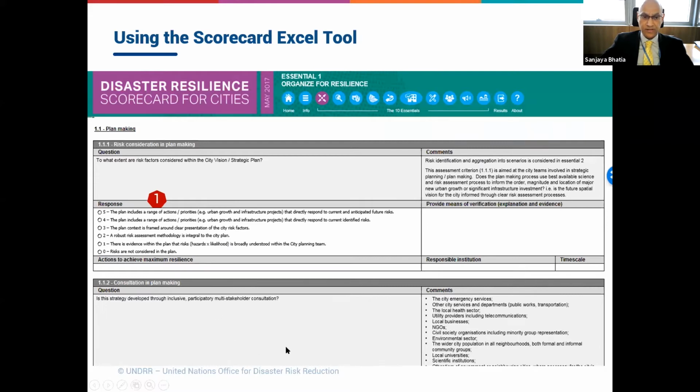So the response has to be done first. There are means of verification, so explaining why. Suppose a city ranks as 3. So why have you ranked it as 3? Why not 4? Why not 2? What are the supporting documents? Why this is important is also because people change with time. The person in that position changes. So for example, if somebody looks at the scorecard result after, let's say, 3 years, they may not have the memory of why it was rated 3. So the explanation is very important, and the supporting documents.